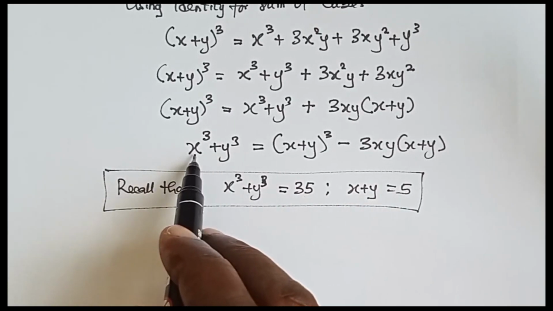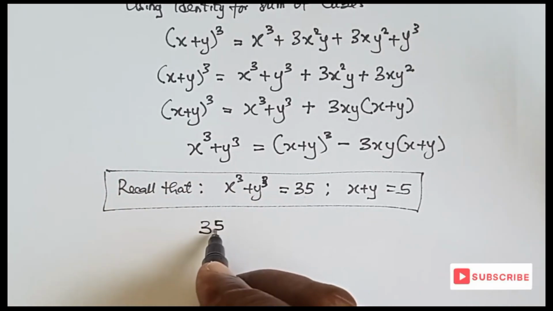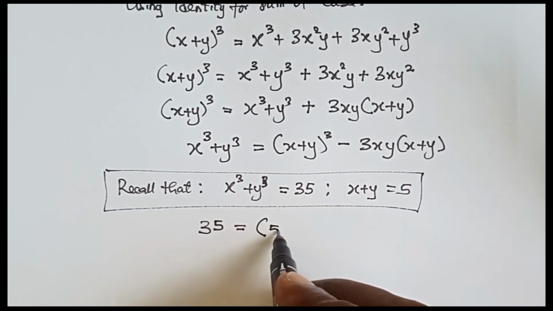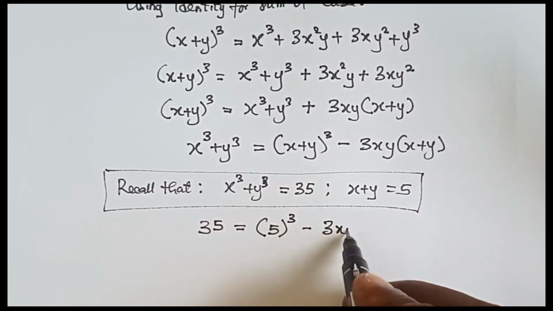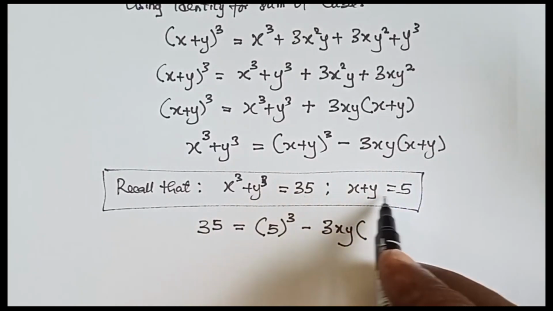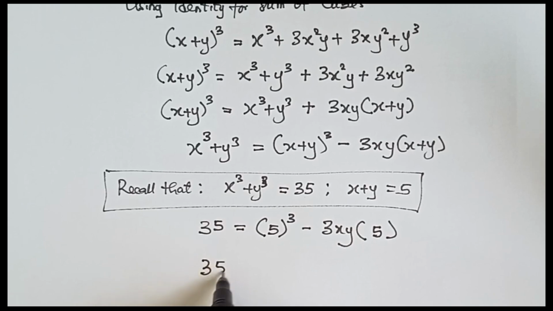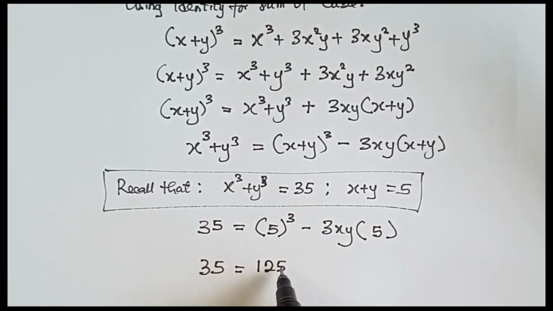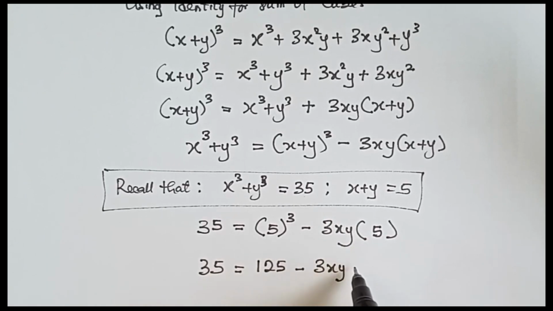Now we have x cubed plus y cubed, that is 35, equals (x + y) cubed minus 3xy(x + y). What is x plus y? It is 5. So we write 35 equals 5 raised to power 3, which is 125, that is 5 times 5 times 5, minus 3xy times 5, which gives us 15xy.